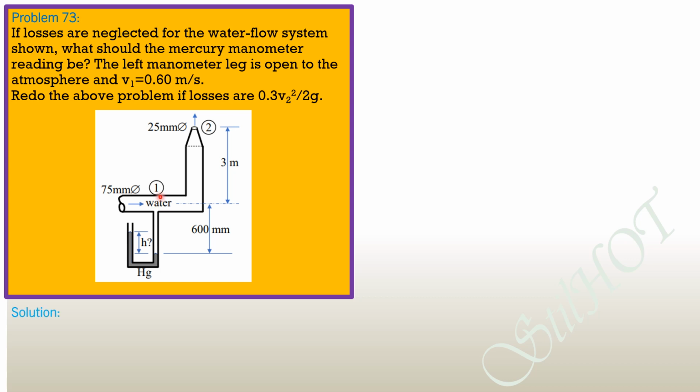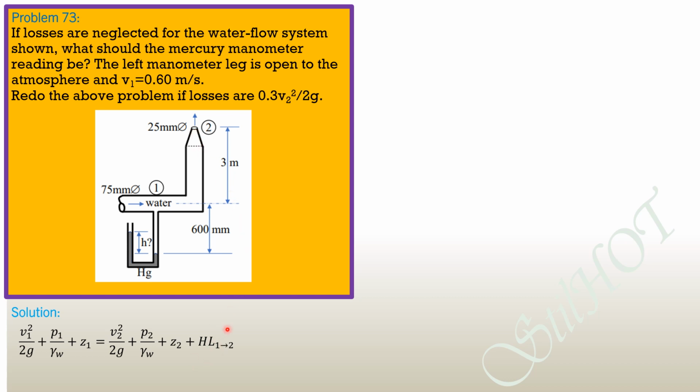So for the solution, we have to write the energy equation between points 1 and 2. For the first part, we have to ignore losses. So we have velocity head at 1, pressure head at 1, elevation head at 1 equals velocity head at point 2, pressure head at point 2, elevation head at point 2, and the head loss from 1 to 2, which in the first part is neglected.